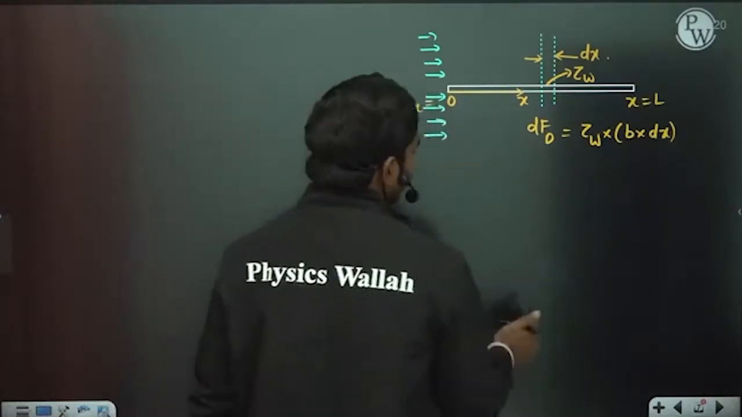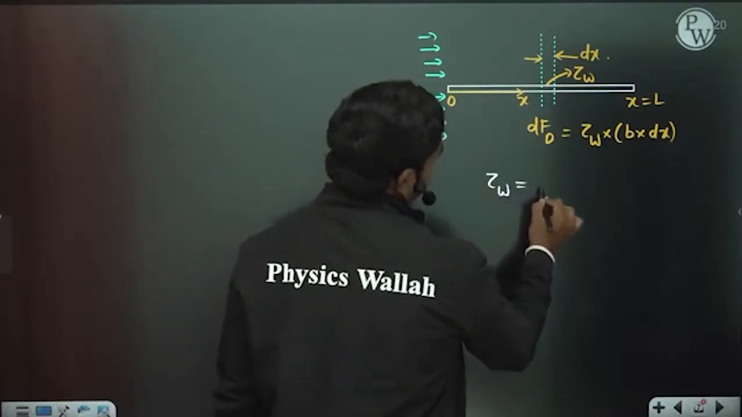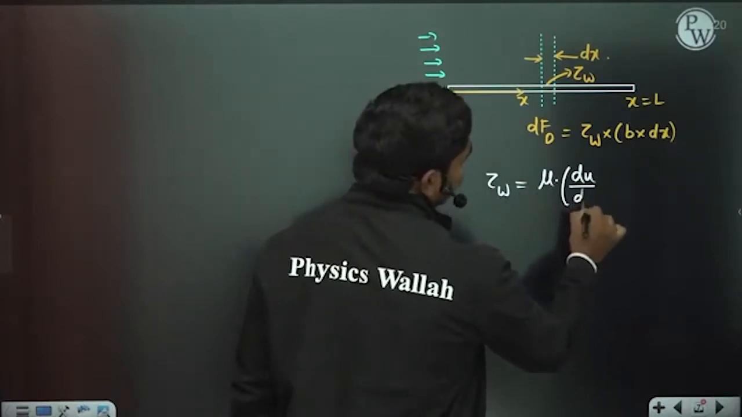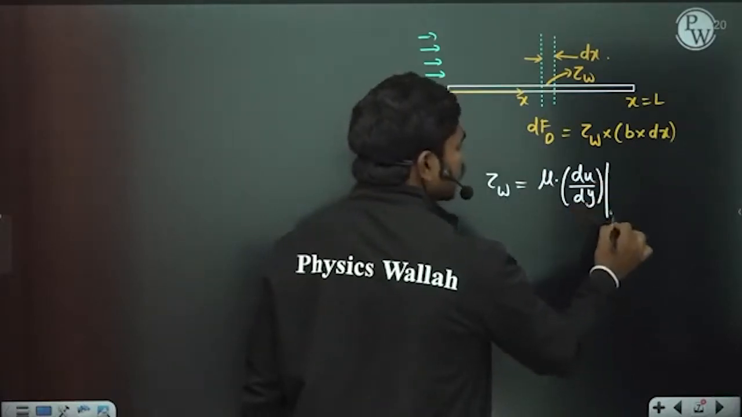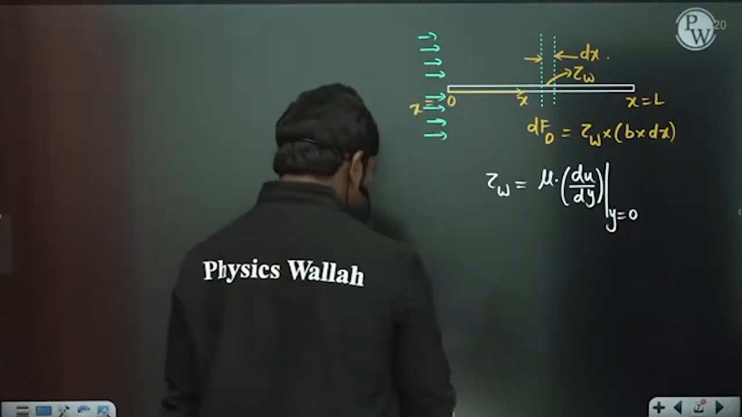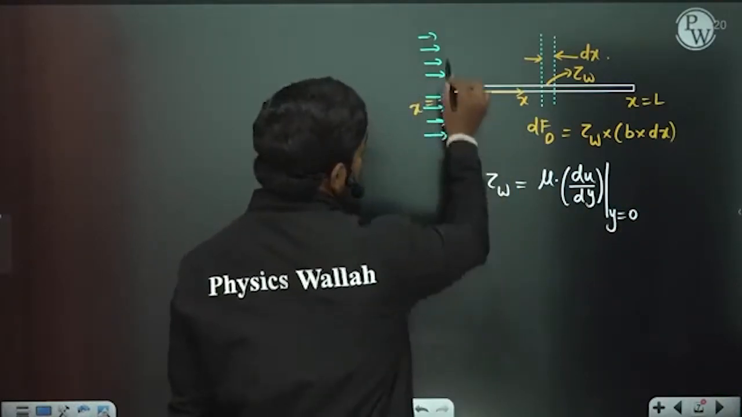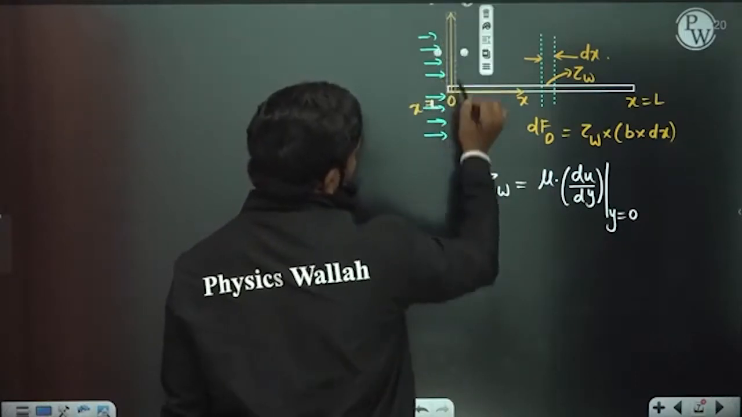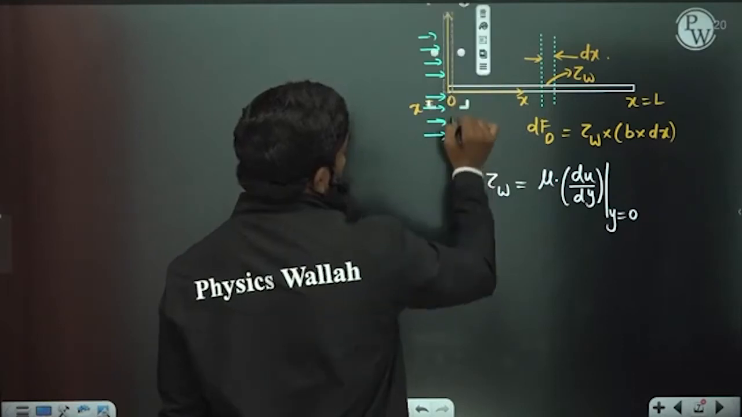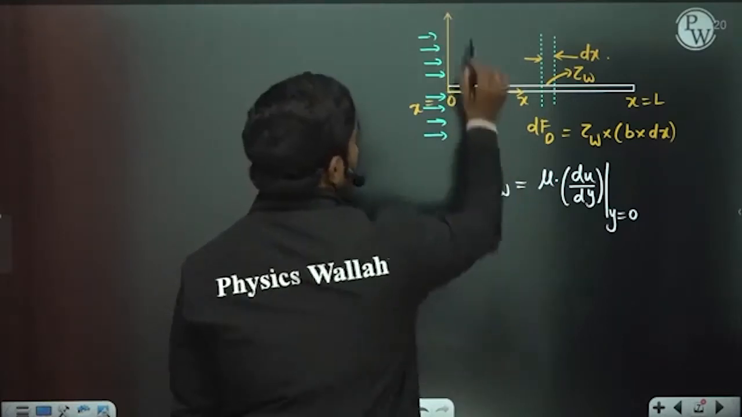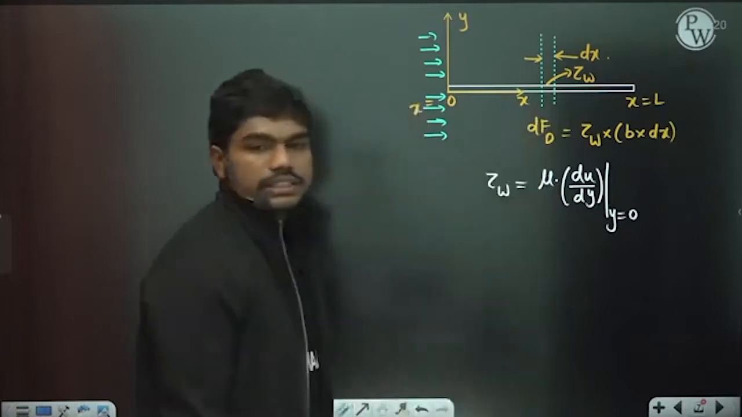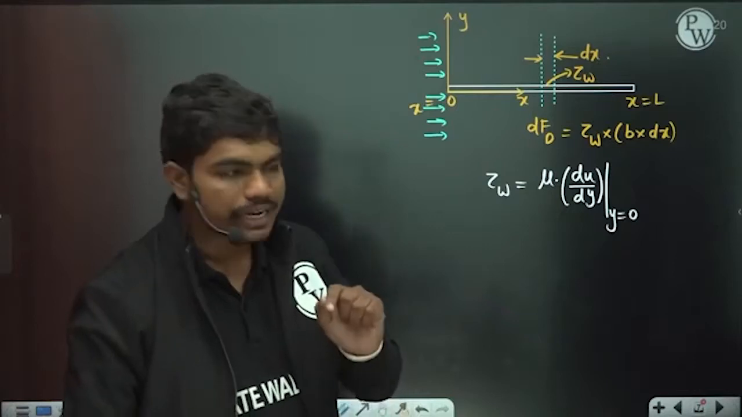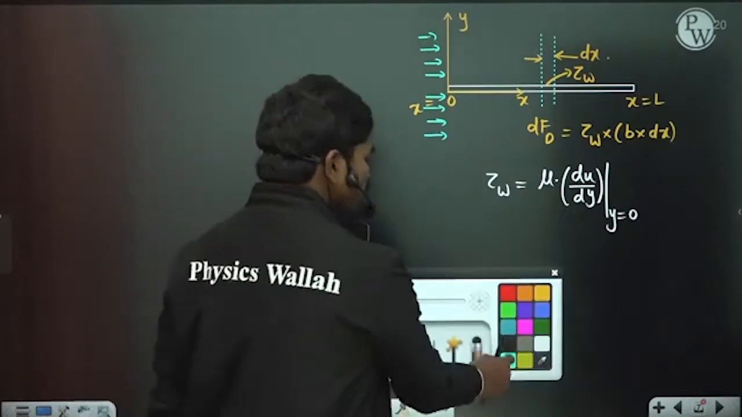How do we calculate this tau w? We can calculate it using Newton's law of viscosity, assuming this is a Newtonian fluid, with the gradient du by dy at y equal to 0. If you take this as the y direction, then obviously this x-axis is nothing but y equal to 0. So from Newton's law, tau w is equal to mu times du by dy at y equal to 0. What is the velocity profile that is given?